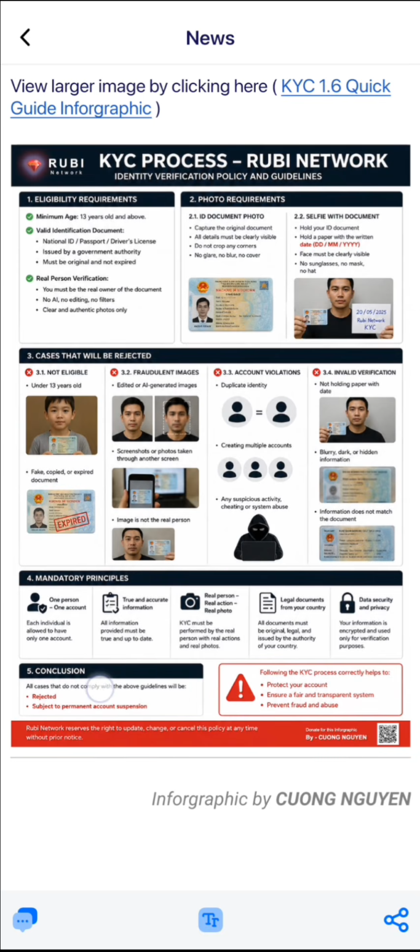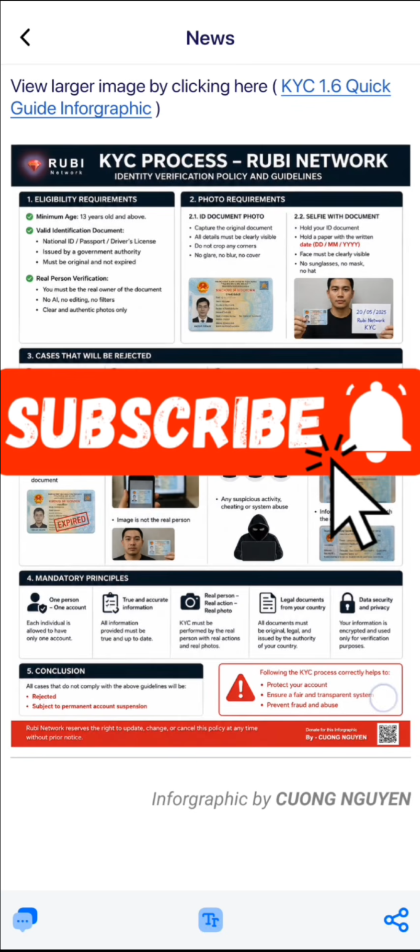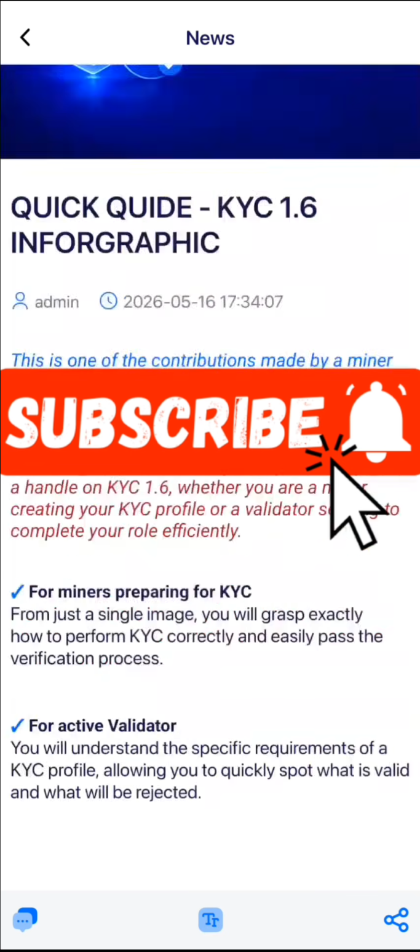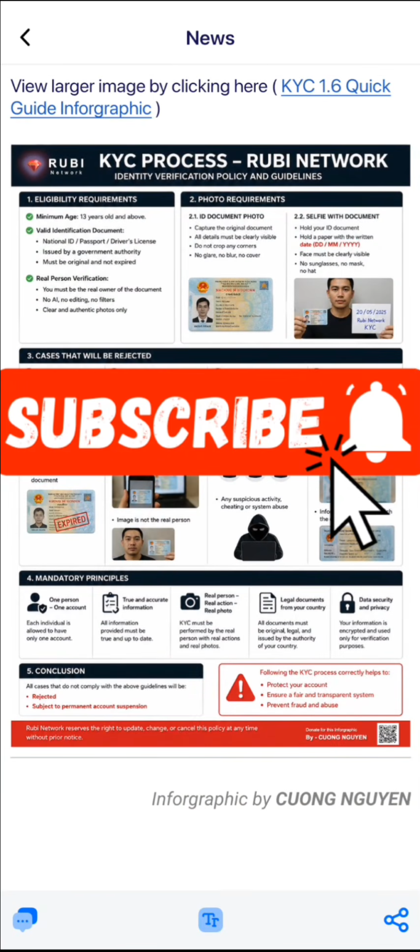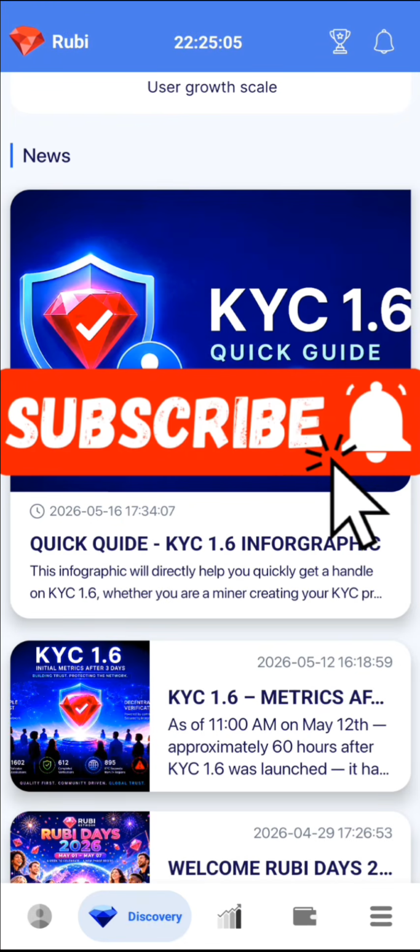So the next one here is the conclusion. All cases that do not comply with the above guidelines will be rejected. Anything that does not comply with the above information we have shared will be rejected and subjected to permanent account suspension. So you see why it is important. You need to be careful so that you won't lose your account permanently. Following the KYC process correctly helps to protect your account, ensure a fair and transparent system, and prevent fraud and abuse. So this is what the screenshot says, and it is a guide which I thought would be informative and important for anybody preparing for the Rubi KYC.